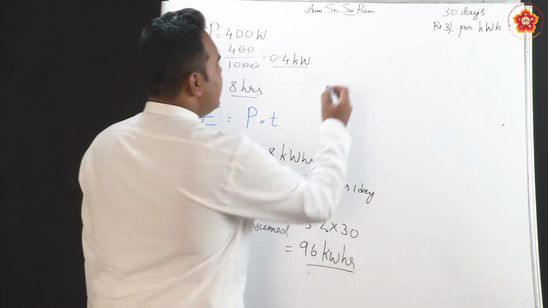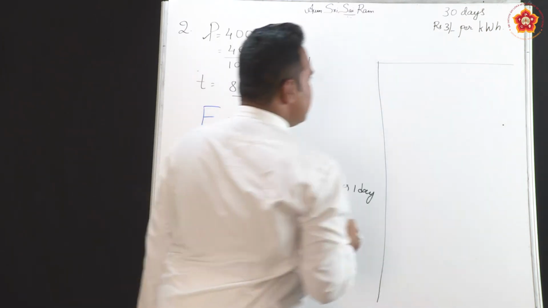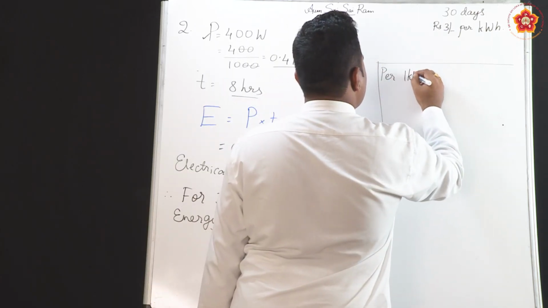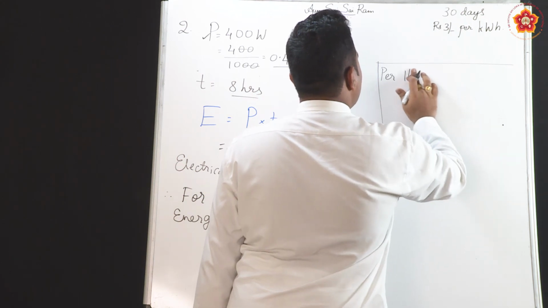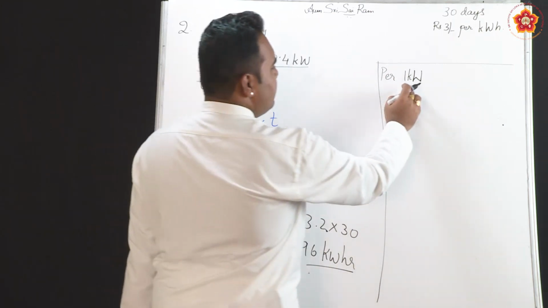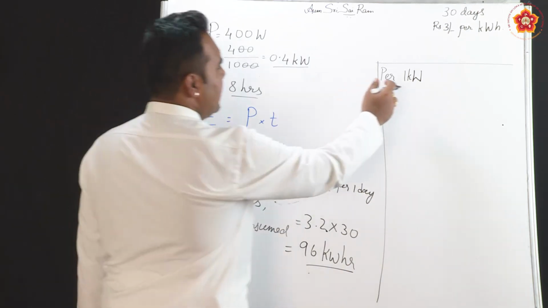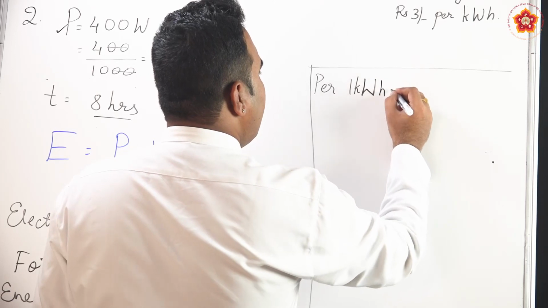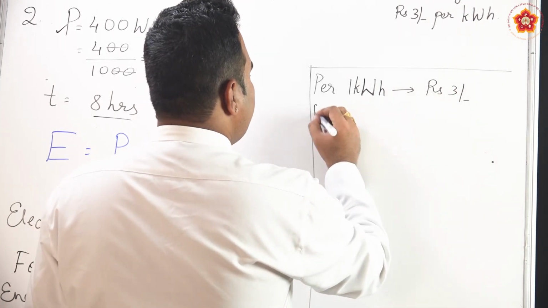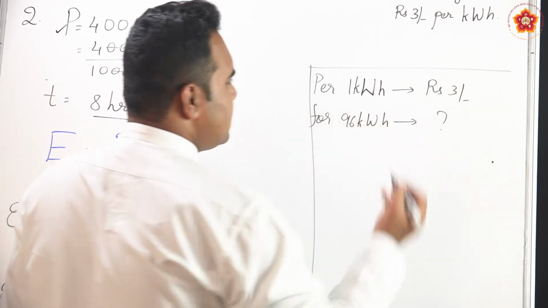Now, we know that the data is given for us. So, per 1 kilowatt hour, kilowatt, watt should be capital because the unit is named after the scientist. So, always remember, whenever you are writing any unit which bears the name of the scientist, it has to be a capital letter. So, per 1 kilowatt hour, the cost is 3 rupees. For 96 kilowatt hours, what will be the cost?